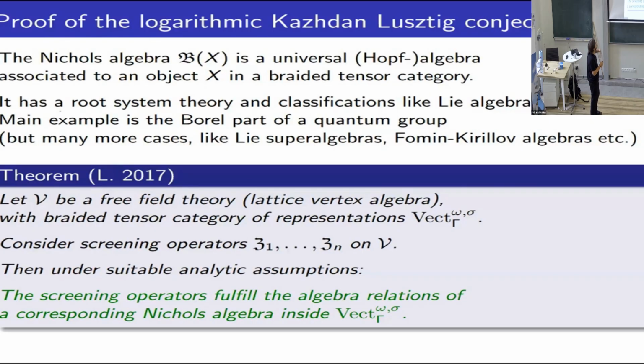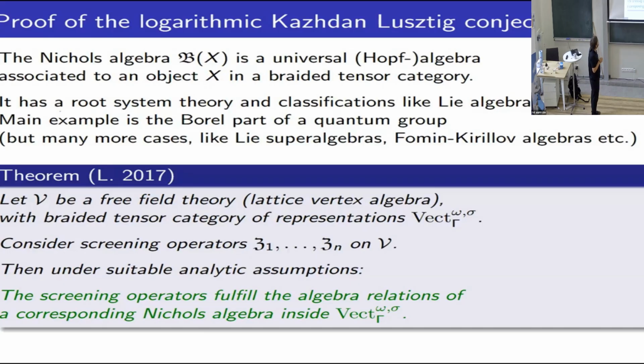What I want to say is this B(X) is a very universal object you can write down associated to any object in a braided tensor category. You should imagine that whenever you write down a Hopf algebra in a braided tensor category, this will be like the universal nilpotent part that you can write down in this braided tensor category. You have, for example, Borel parts of quantum groups, but you also have Lie superalgebras, and you have these Fomin-Kirillov algebras. Those are not pointed, again, right? This is over S_n. So there are other cases that are very interesting and studied.